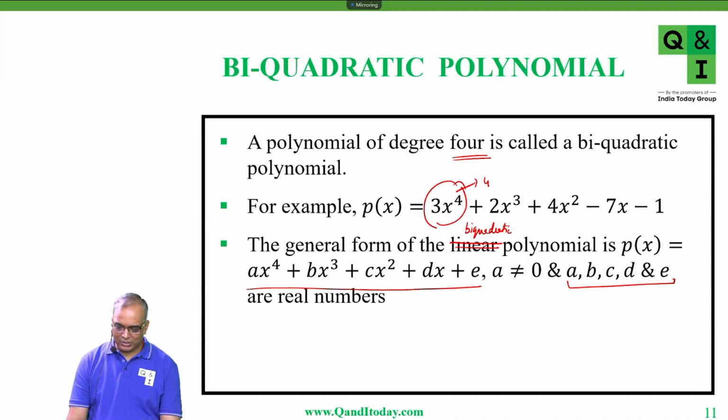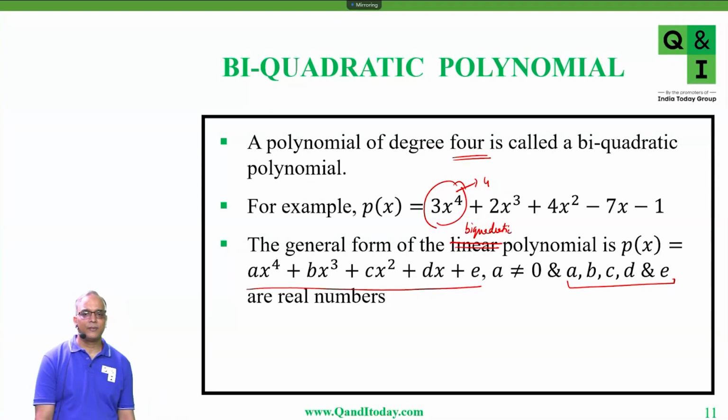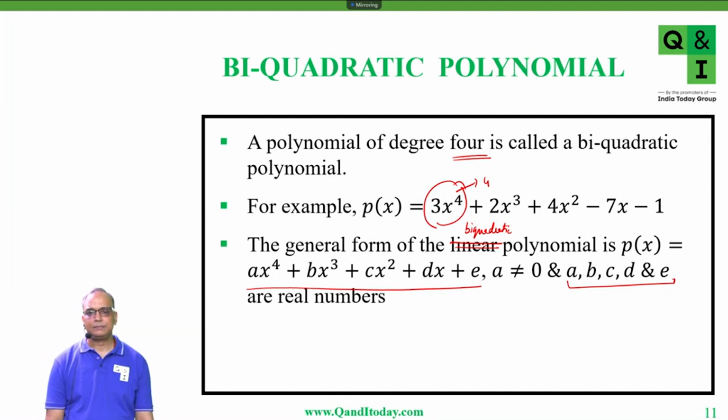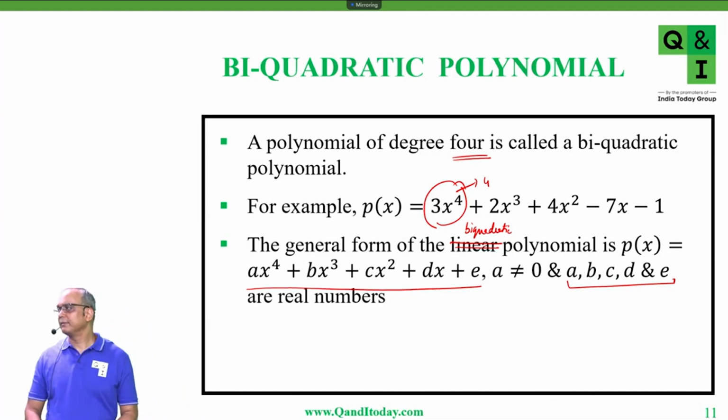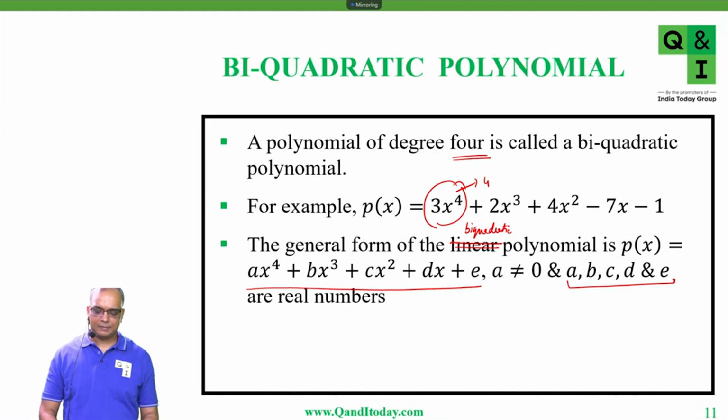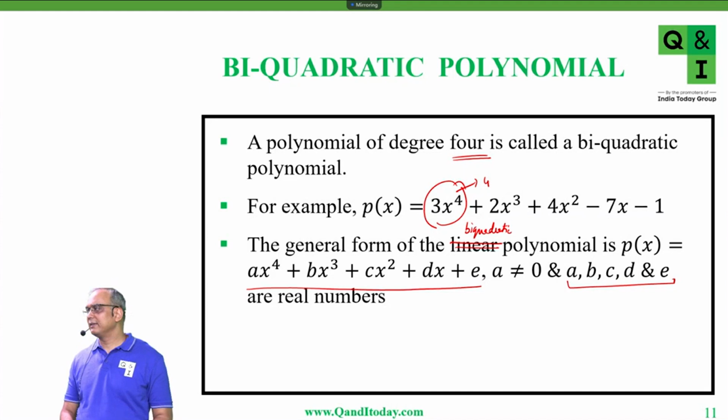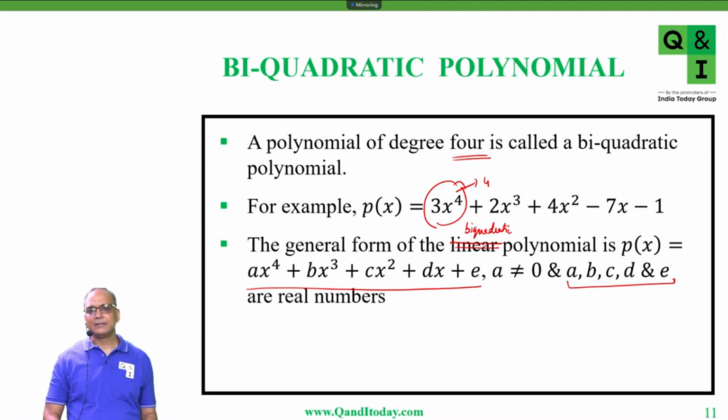Okay, just note this down, biquadratic polynomial, because linear, quadratic and cubic you may have already learned about in class 9th. Biquadratic is something new, so you can note this down. Biquadratic polynomial has a degree of 4. Clear? Shall we move ahead?